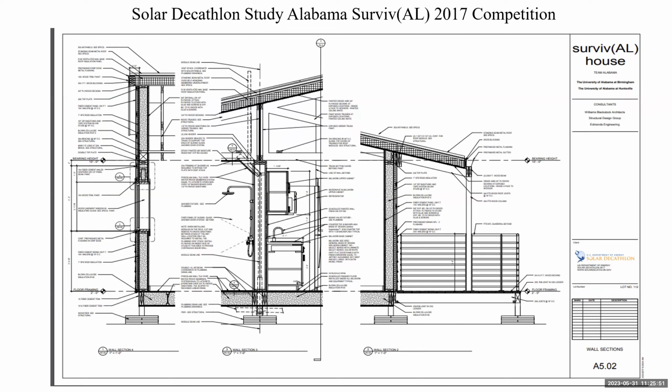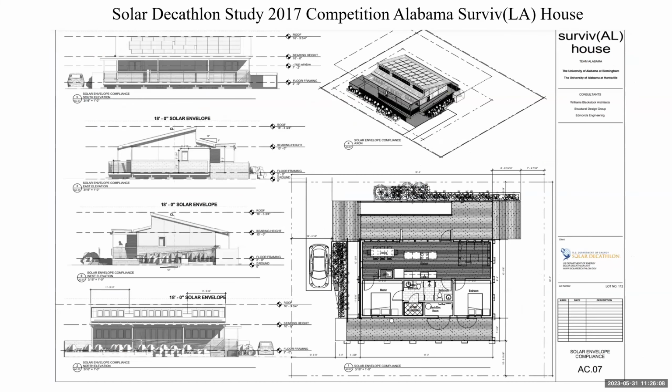So you can have an idea of how the construction documents would look, with inside the walls, what type of material they use. These will outline and identify all the materials used. This is a solar envelope.